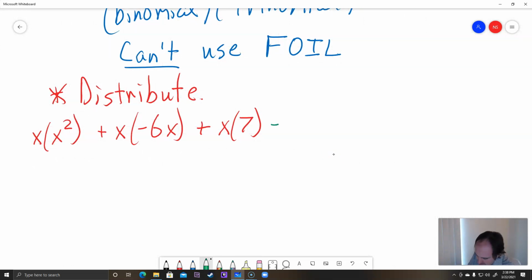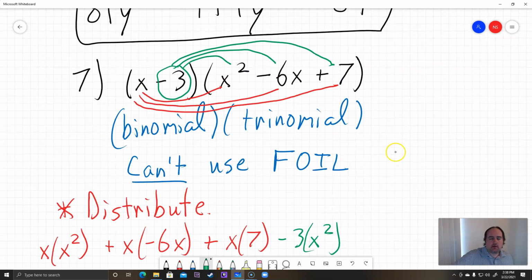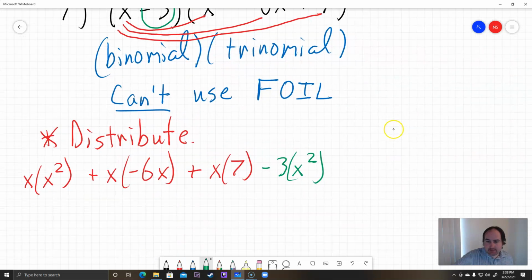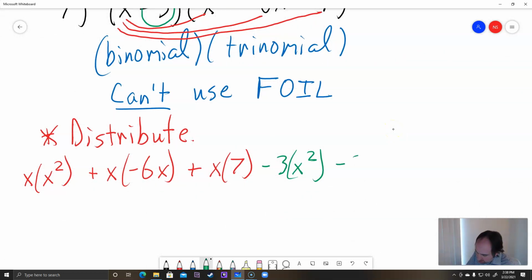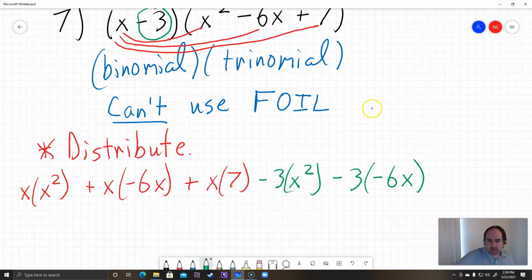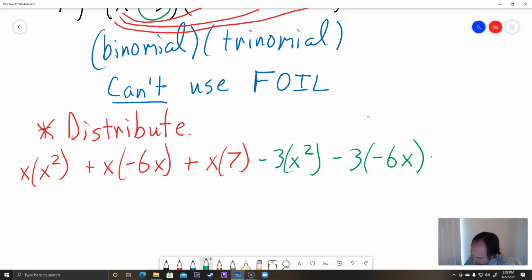So for the first term, we have negative 3 times x squared. And then for the second term, we have negative 3 times negative 6x. And then for our last term in green, we have negative 3 times positive 7. I had to zoom out because there are so many terms here.